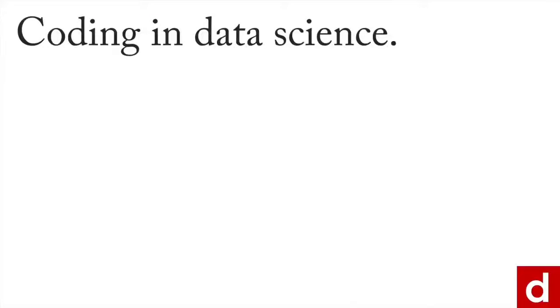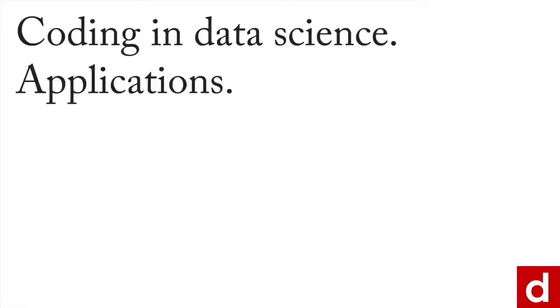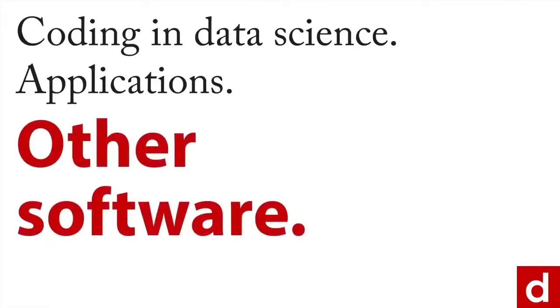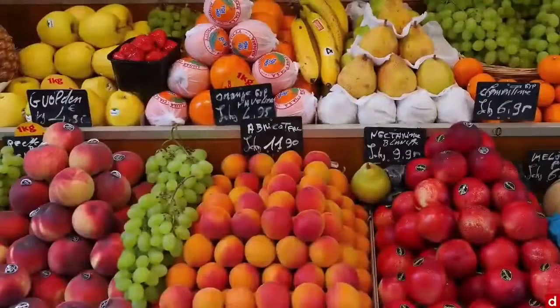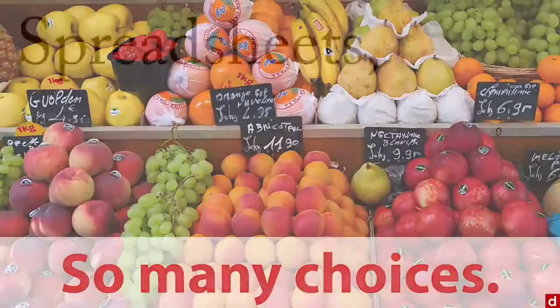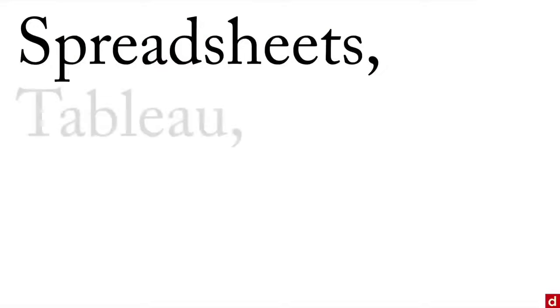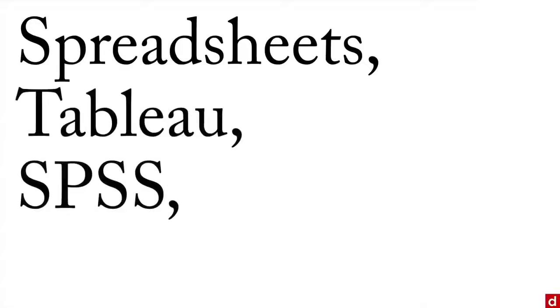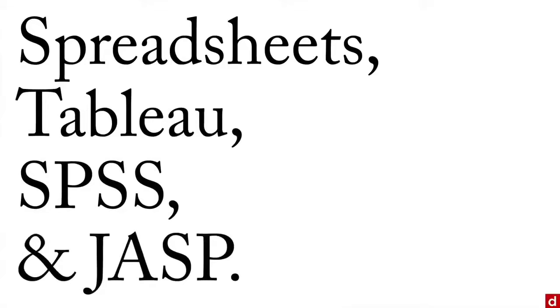Let's finish up our discussion of coding and data science, the applications part of it, by just briefly looking at some other software choices. And I'll have to admit, it gets kind of overwhelming because there are just so many choices. Now, this is in addition to the spreadsheets and Tableau and SPSS and JASP that we've already talked about. I mean, there's so much more than that. I'm going to give you a range of things that I'm aware of, and I'm sure I've left out some important ones or things that other people like really well.